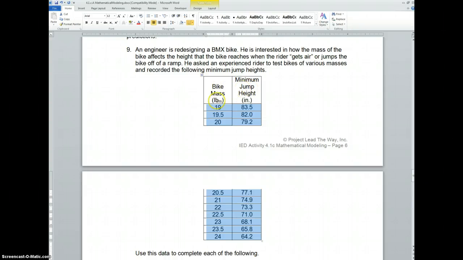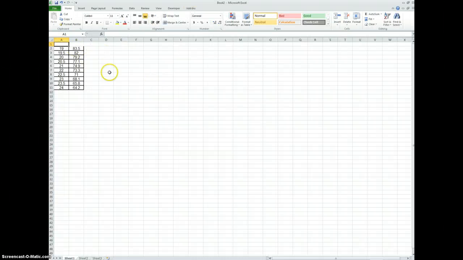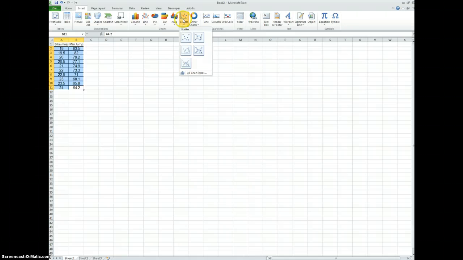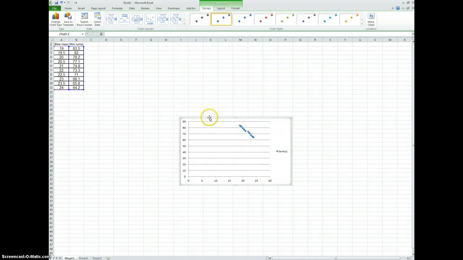One's for bike mass, the other one's for minimum jump height. So let's type in bike mass and min jump. Okay, good enough for government work. Let's highlight these and say insert, scatter, scatter. And now we have a scatter chart.